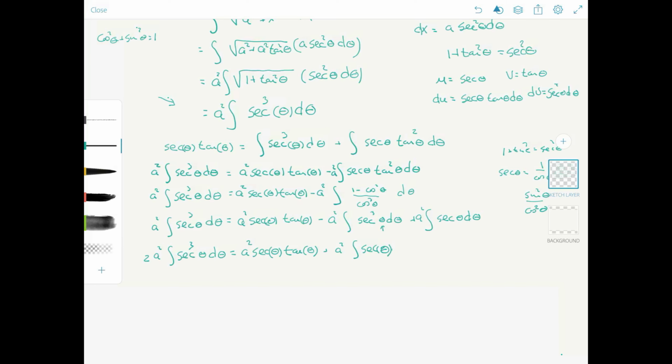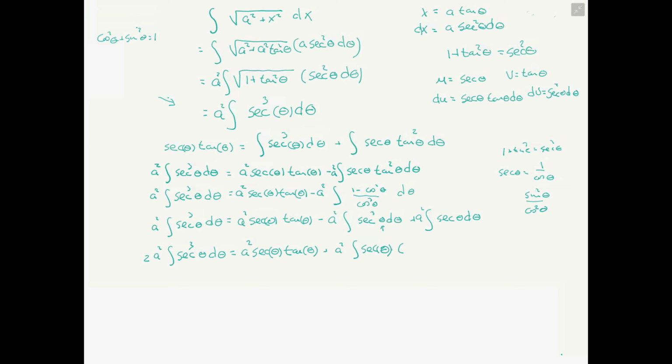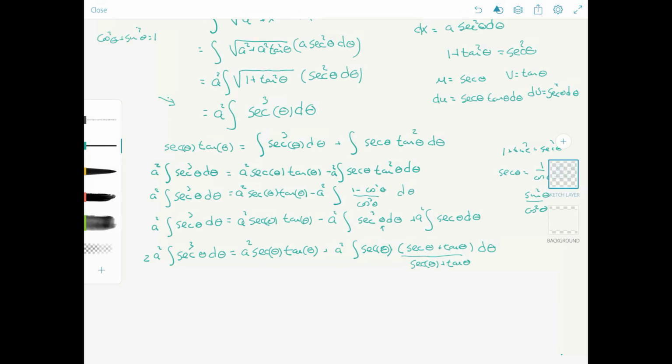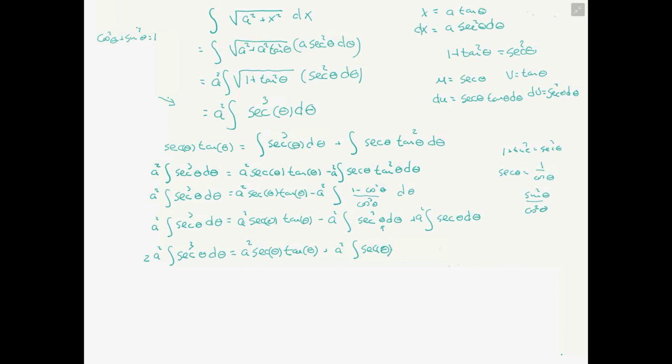This one we multiply top and bottom by secant theta plus tangent theta, over secant theta plus tangent theta, d theta, and we multiply through. So we're going to, for saving space, we're going to do this like this, so I don't have to.